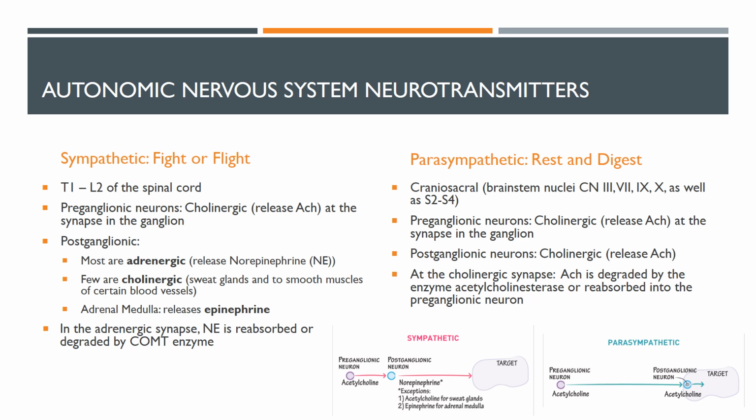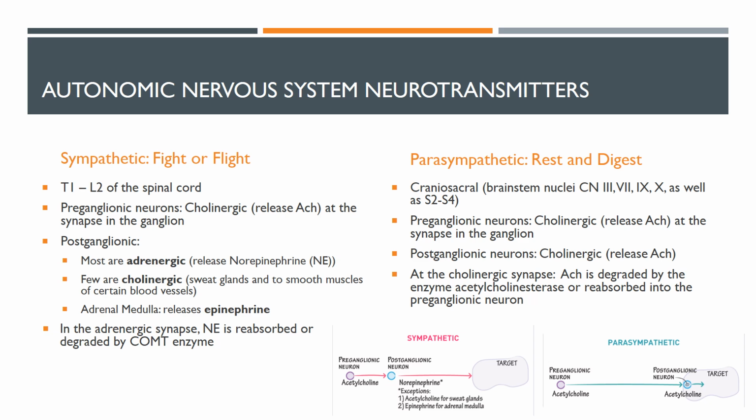The parasympathetic, rest and digest, is craniosacral, so brainstem nuclei, so cranial nerves 3, 7, 9, 10, as well as S2 through S4. Preganglionic neurons, same as our preganglionic neurons in the sympathetic system, release acetylcholine at the synapse in the ganglion. However, the postganglionic neurons all are cholinergic and all release acetylcholine.